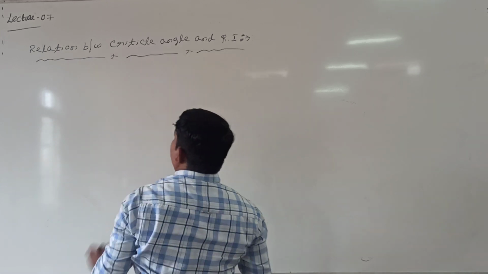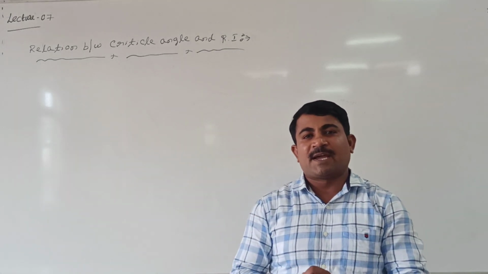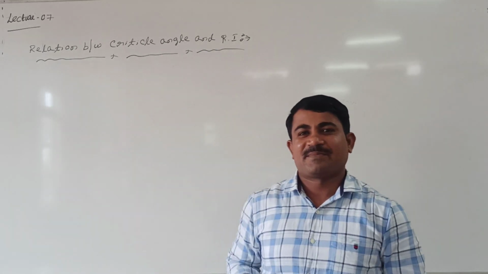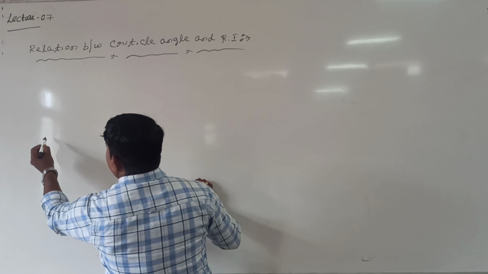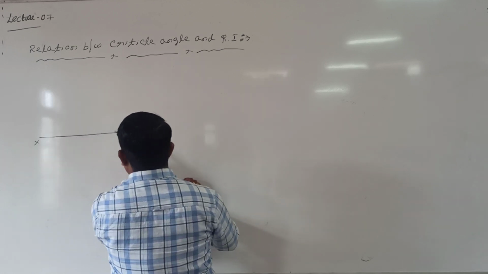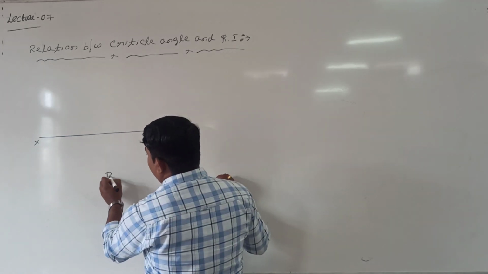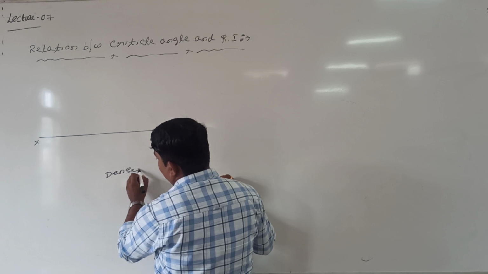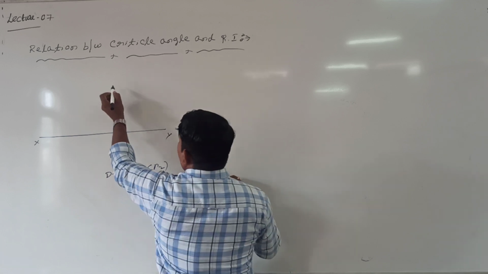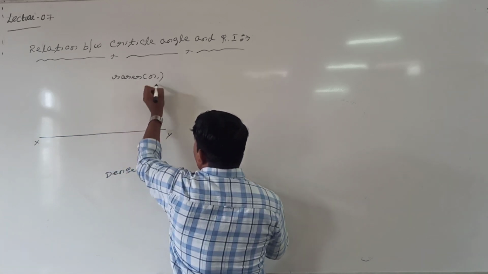Critical angle and refractive index. To understand this concept, again you will take two media: one is a denser medium and the second one is a rarer medium. Let us consider two media separated by the boundary XY. This medium I can call the denser medium. Denser means higher refractive index, represented by n2. And this is the rarer medium, which has refractive index n1.